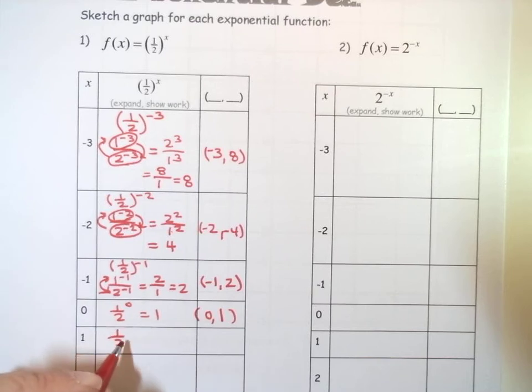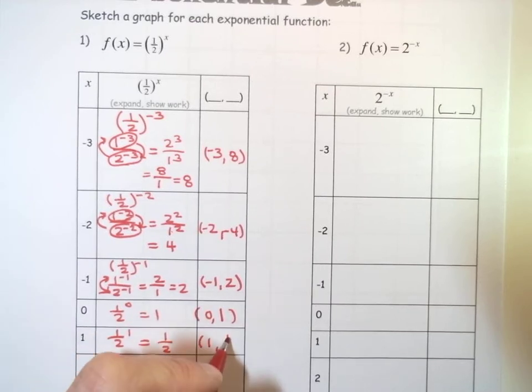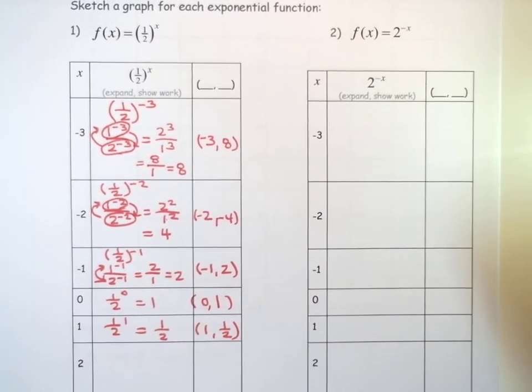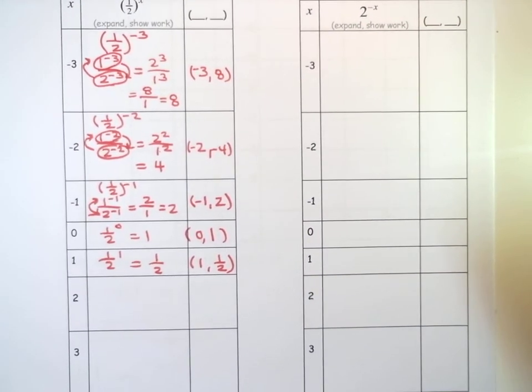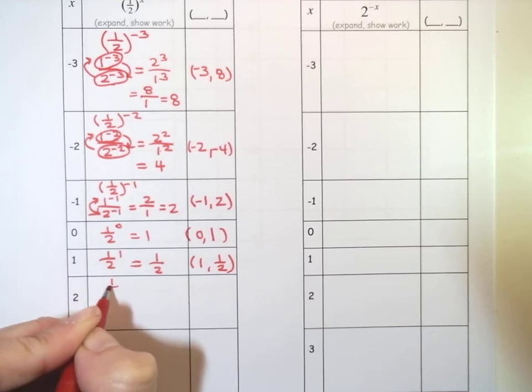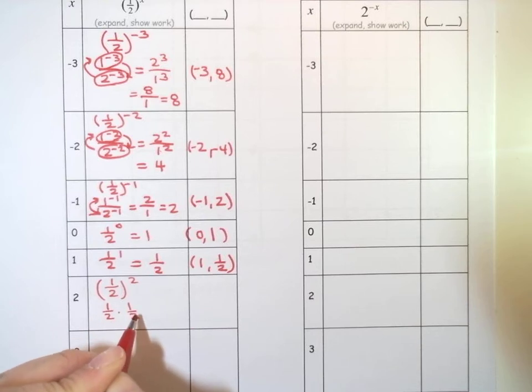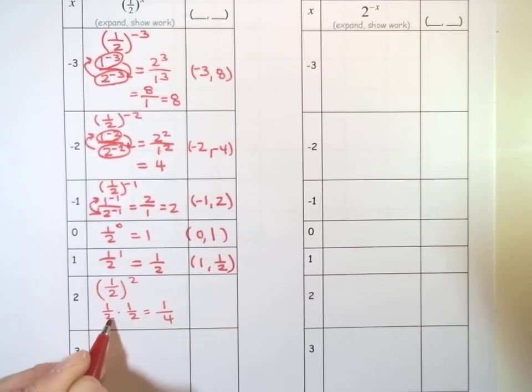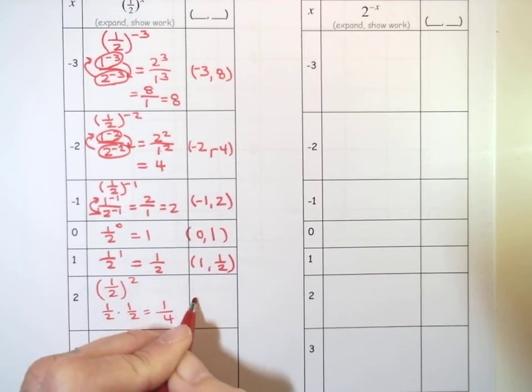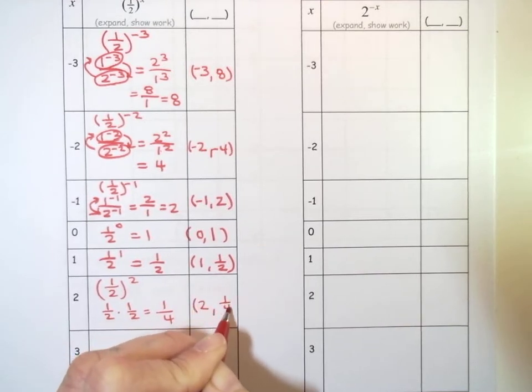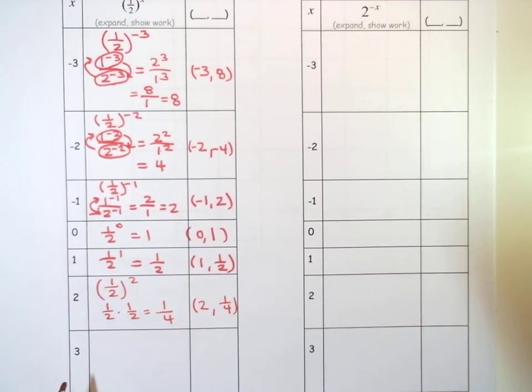And then 1/2 to the 1st power. Anything to the 1st power is just itself. That point would be 1, 1/2. Then we have 1/2 squared. That's everything gets multiplied 2 times. So 1/2 times 1/2, which is 1/4. You multiply across the top. 1 times 1 is 1. 2 times 2 is 4. So this point is 2, 1/4.